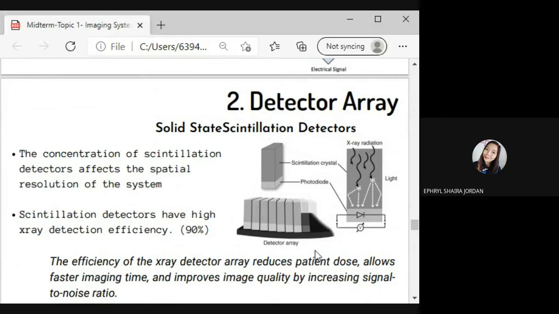Also, the efficiency of the X-ray detector array reduces patient dose. That's very important. It also allows faster imaging time and improves image quality by increasing the signal-to-noise ratio. Therefore, detector array design is crucial in multi-slice spiral CT. That is how important detectors are.